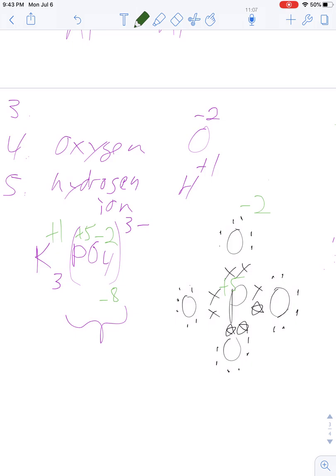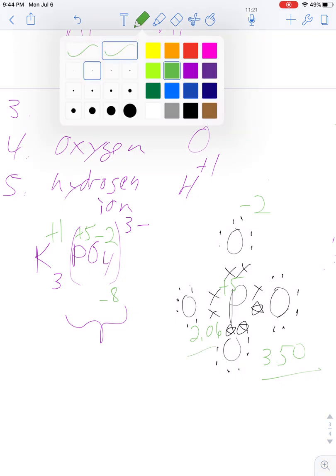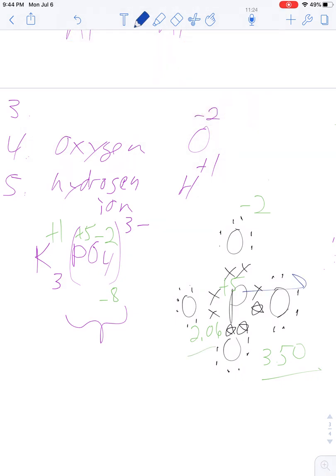If we look at the electronegativities, oxygen is 3.50 and phosphorus is 2.06. What that means is the oxygen is stronger than the phosphorus, and therefore the electron density is being pulled towards the oxygens. So the electrons spend most of their time around the oxygens and very little time around the phosphorus. Therefore, phosphorus behaves as if it has a +5 charge, even though it really doesn't. And the oxygens behave as if they had a -2 charge, even though they really don't.